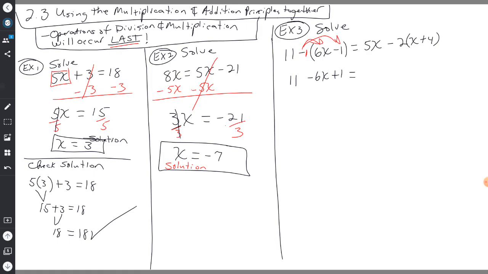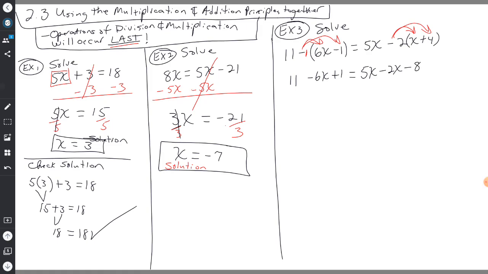So we can go to the other side now, and what should we do? Same thing. Right. Let's bring down the 5x, and then 2 times x, negative 2 times x, negative 2x, and then what about here? Negative 8, right.